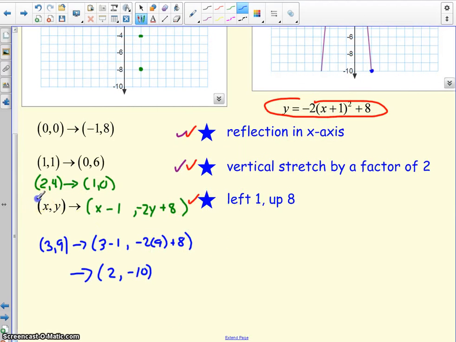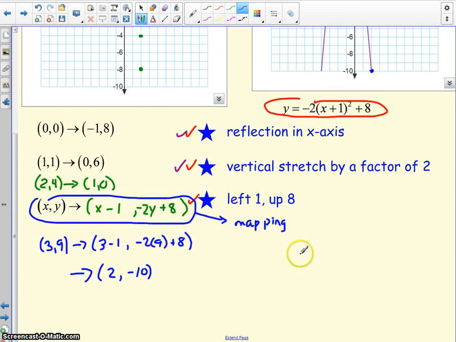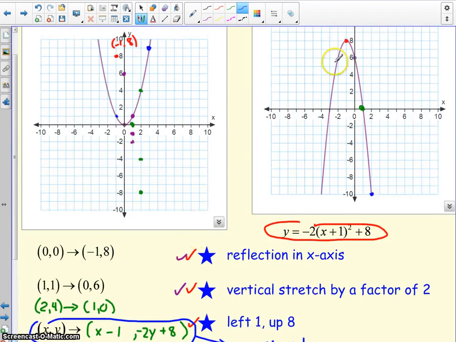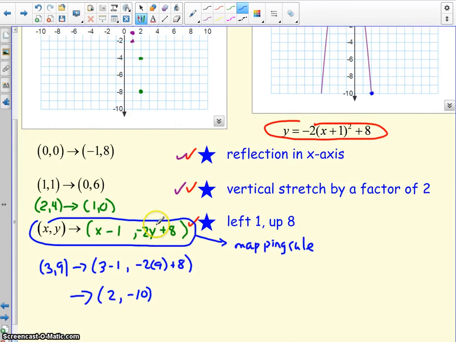So what we came up with here is called a mapping rule. Again, it's a general rule that will take any point that's on our original graph, original equation, so in this case y equals x squared, and once you throw those points through this mapping rule, it'll tell us where those points are being mapped to on our new quadratic. So it gives us the opportunity to now be able to graph anything that we want.